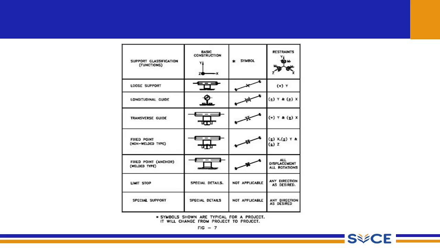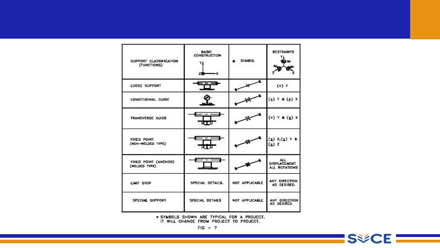We can see that the pipeline cannot move, but the pipeline may be flexible enough to move along the X direction, Z direction and the minus Y direction. The next is the longitudinal guide. If you look at the longitudinal guide, the symbol or the basic construction is that it allows the movement in a particular direction only.